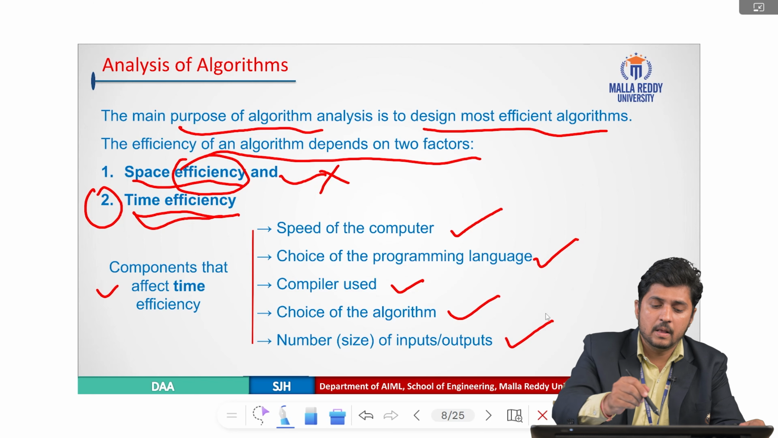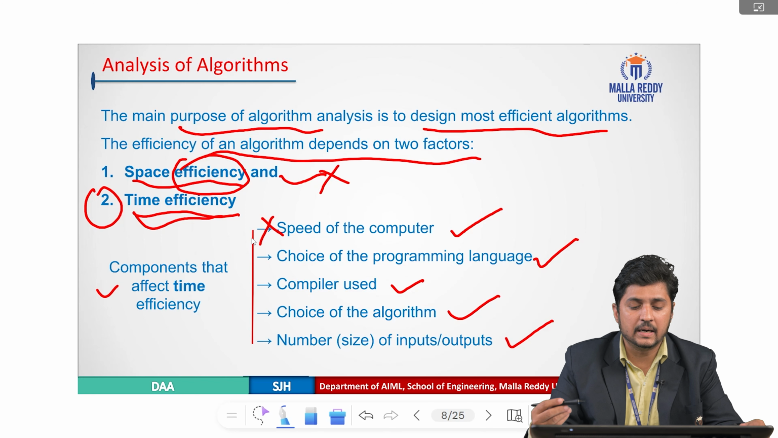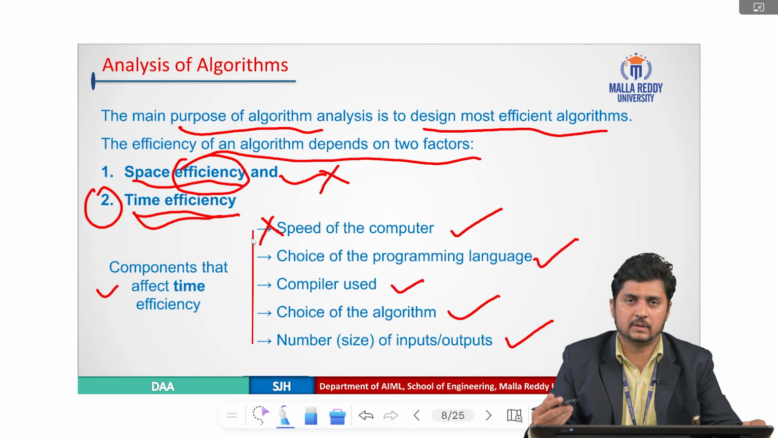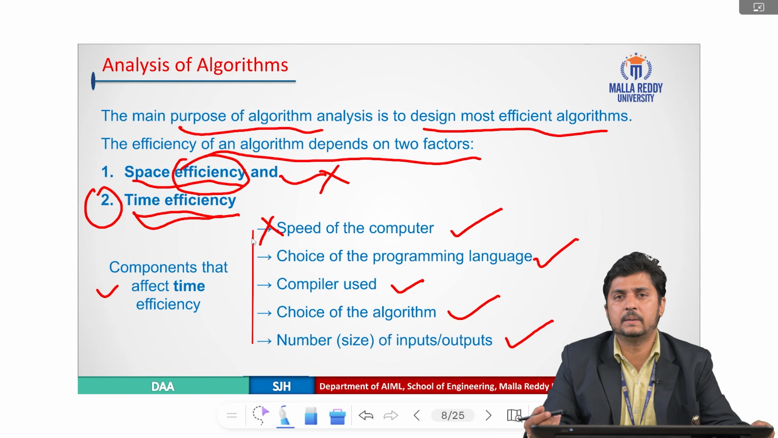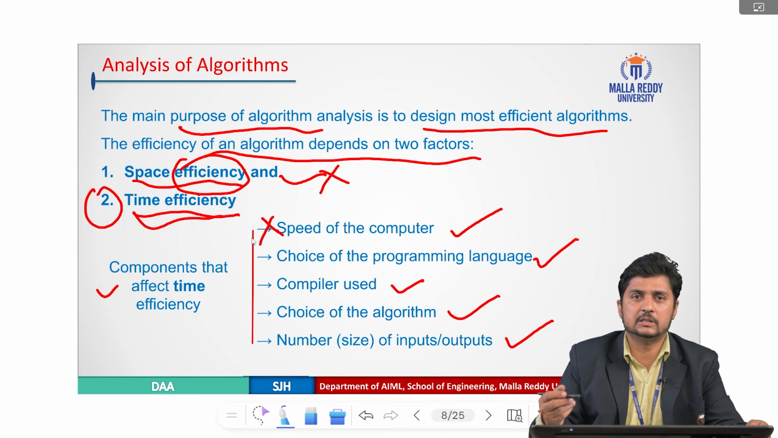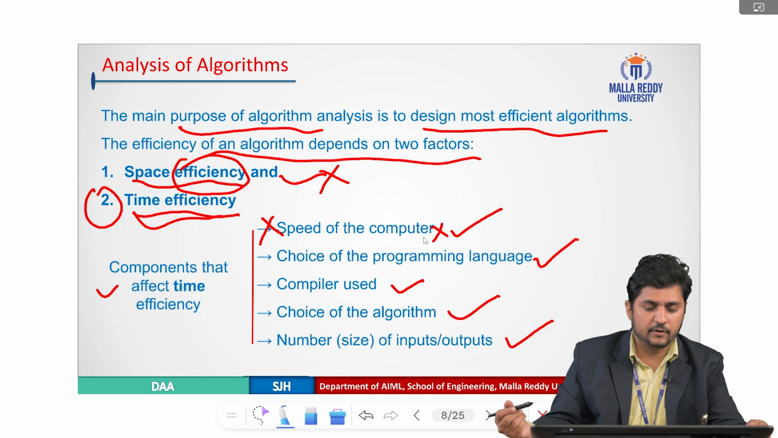But we cannot consider the first component, the speed of the computer, because nowadays we have a variety of computer capacities. It may be a 32-bit machine, a 64-bit machine, or a 128-bit machine, and more. So we cannot simply judge the efficiency of any algorithm with respect to the speed of the computer. For that reason, we are going to discard the first component.